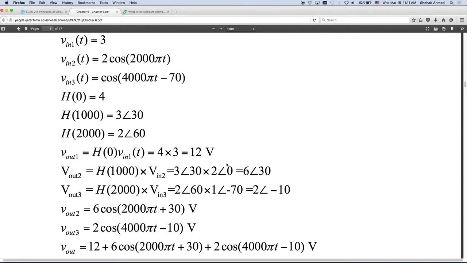You can write each of these back in the time domain as a set of cosines, right? And then you can write the composite output at the end. Everybody's okay with this?